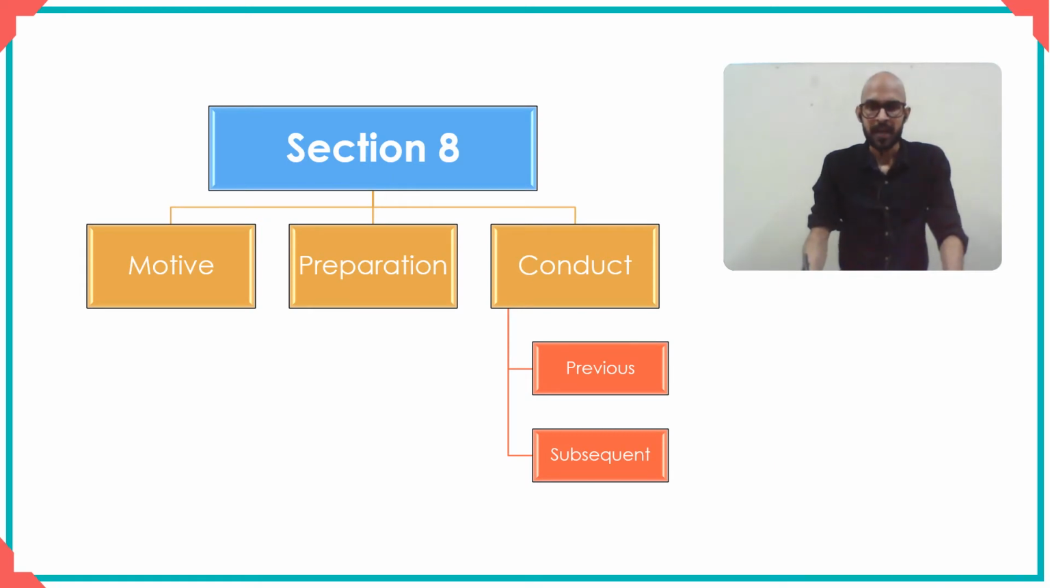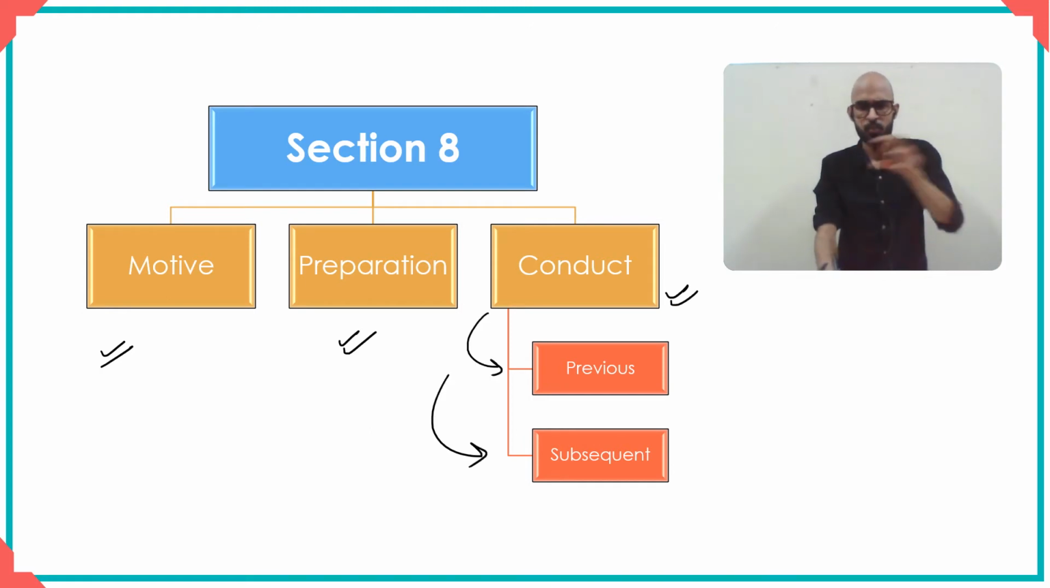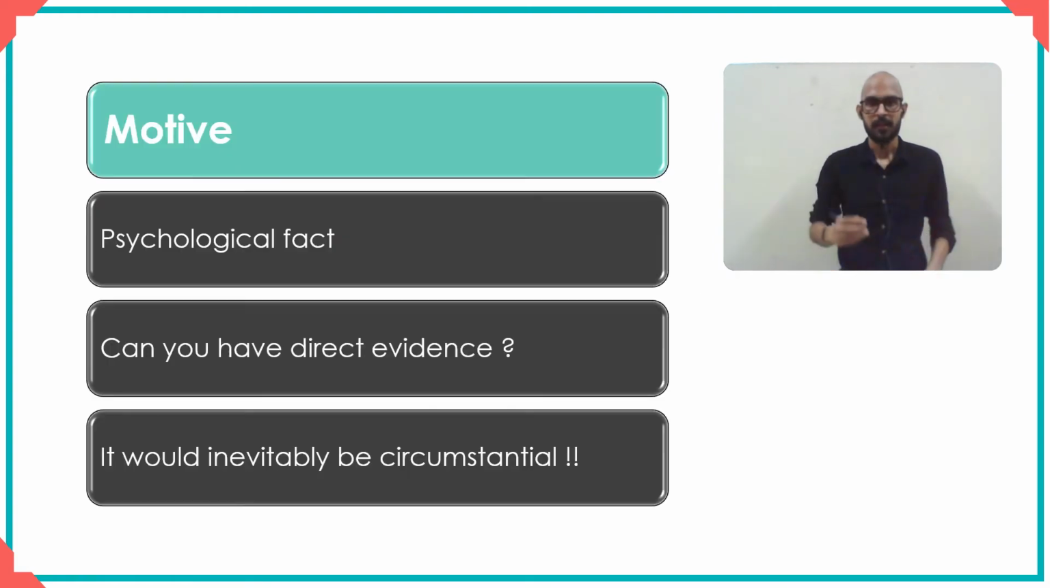To give you a little map of what has been seen in section 8 until now and to identify the words, we know that there are basically three words: motive, preparation, and conduct, which could either be previous or subsequent. So if you find these words in action, then you know that that fact has been made relevant under section 8. Simple. Let's talk about motive in a little detail.